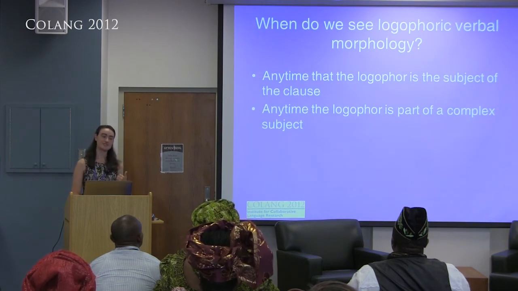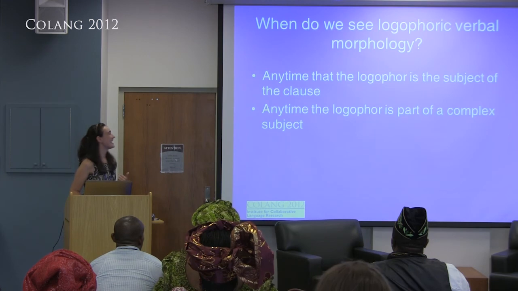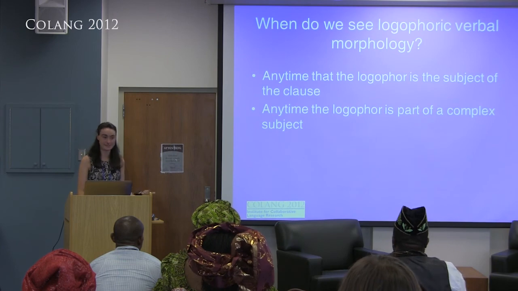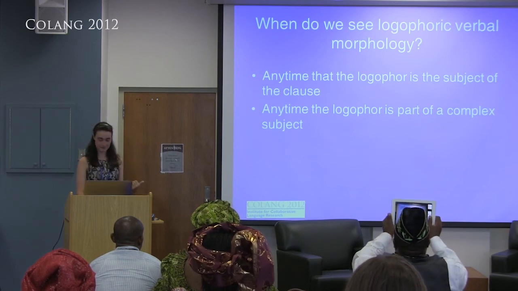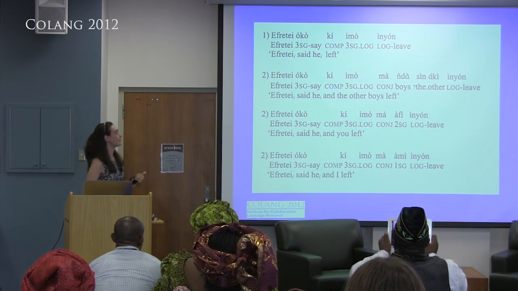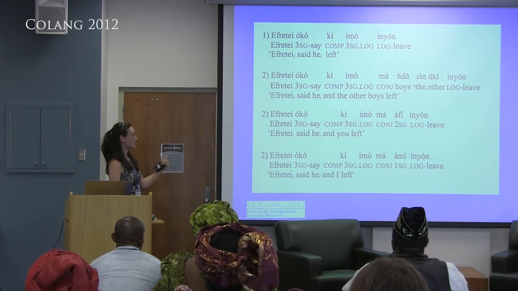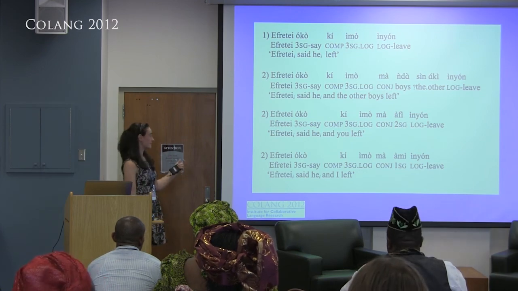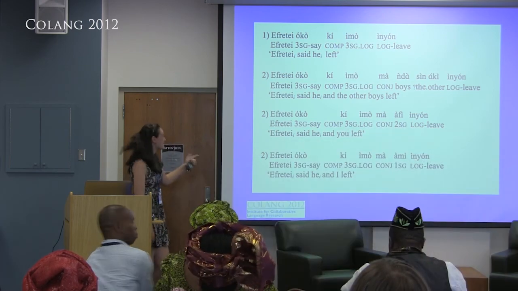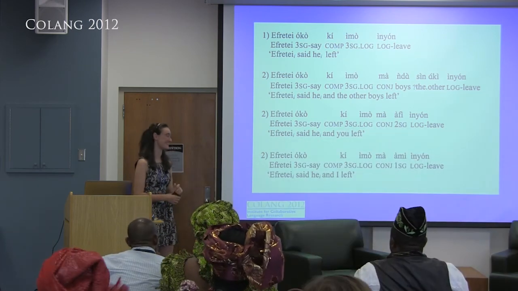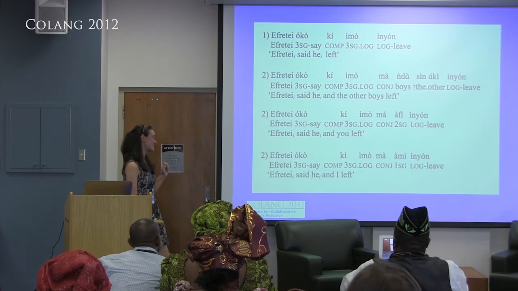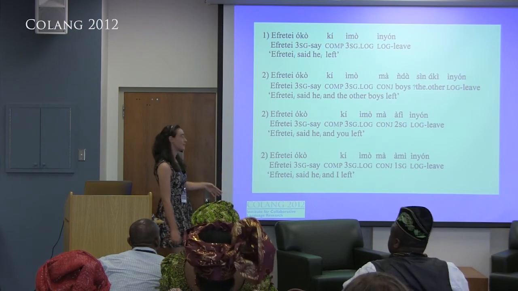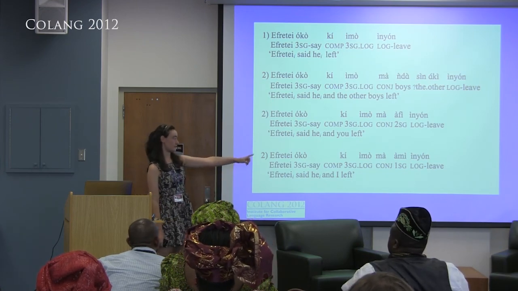When do we see the verbal morphology? All of the time. Anytime that the logophore is the subject of the clause and anytime that the logophore is part of a complex or coordinated subject, you're going to see the logophore verbal morphology. So here we have an example of Efrete said he left, Efrete said he and the other boys left, Efrete said he and you left, and Efrete said he and I left. In this bottom example here, it's really interesting because you would probably expect at least the first person to trump the presence of the logophore there, but it doesn't work, and you always get the logophore verb agreement.